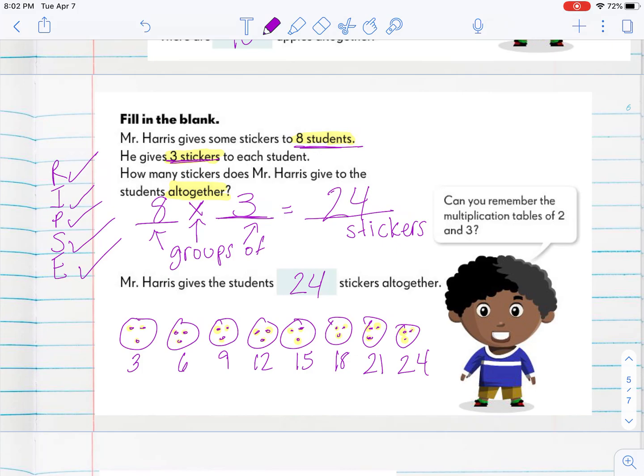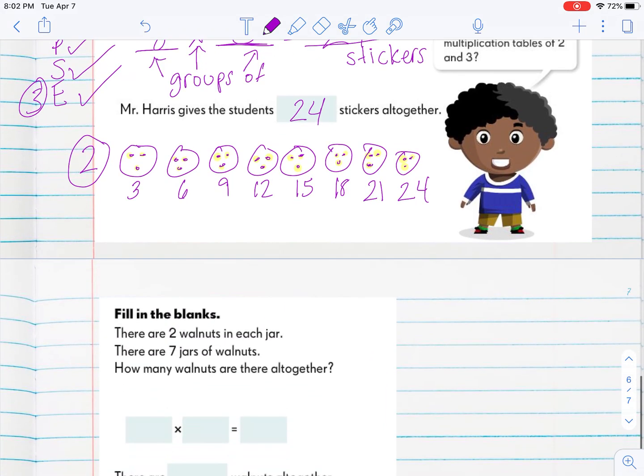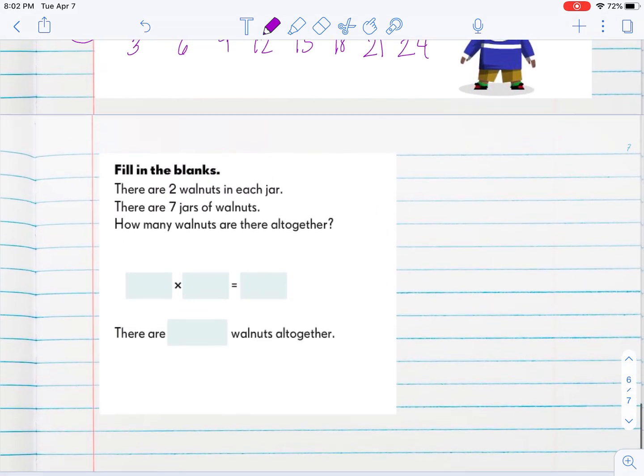So what's important here, students, is that 1, you go through RIPSI, 2, you draw yourself a picture, and 3, you check your work, right? That's really important. Hopefully you're starting to get better at these.